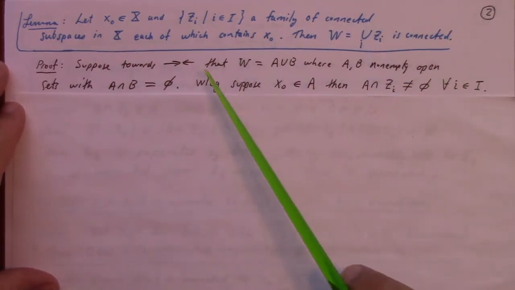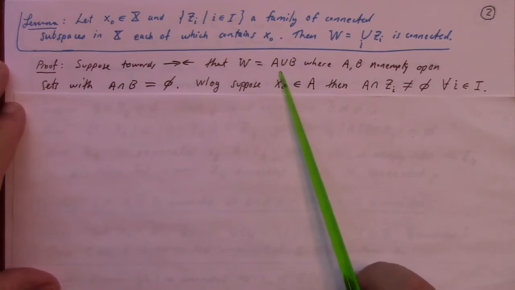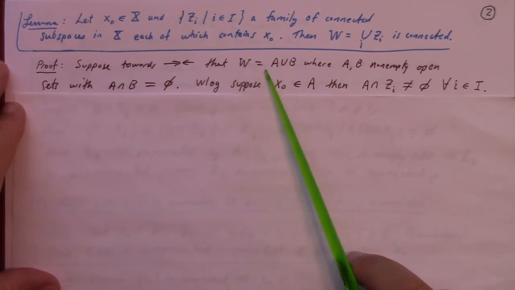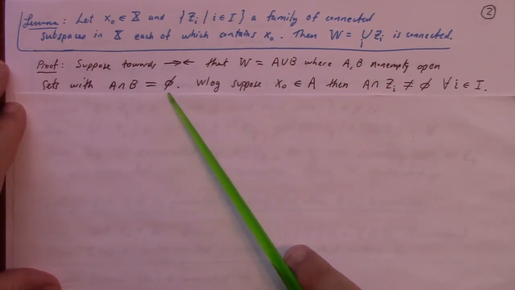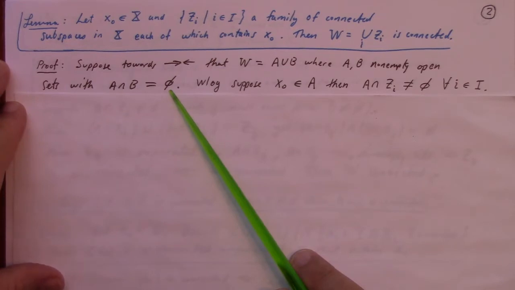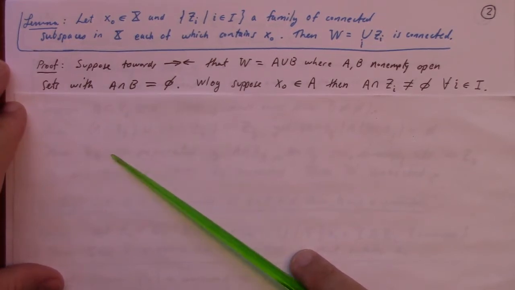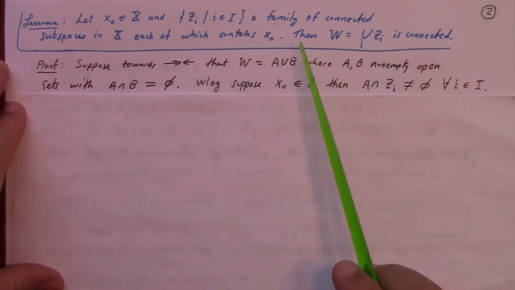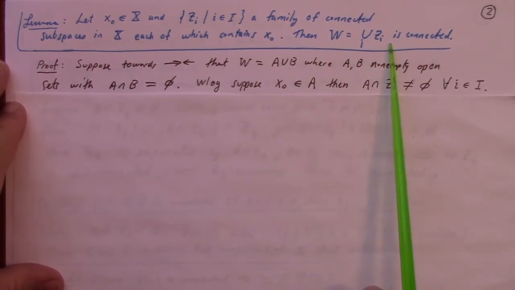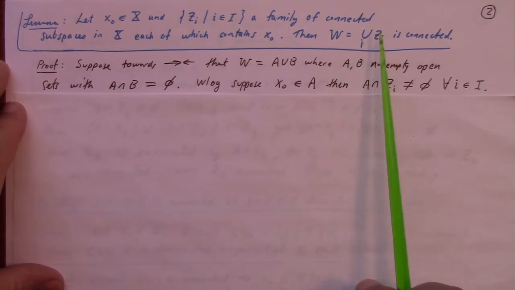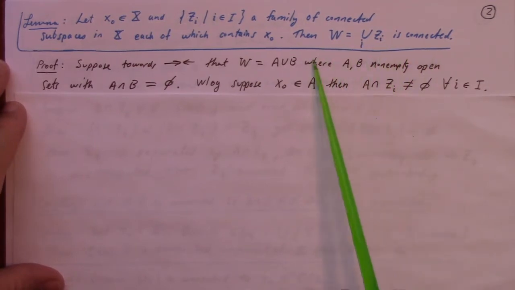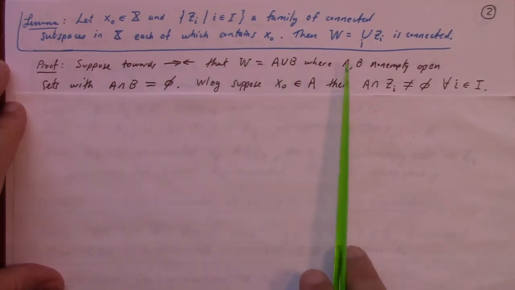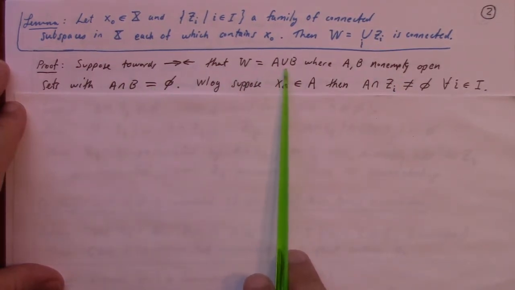So suppose, towards a contradiction, that W, the union of the family, is not connected, which is to say that there's a separation. I'm still doing it for a family of connected subspaces, not for two. So W is equal to A union B, where A and B are non-empty open sets with A intersect B equal to the empty set.